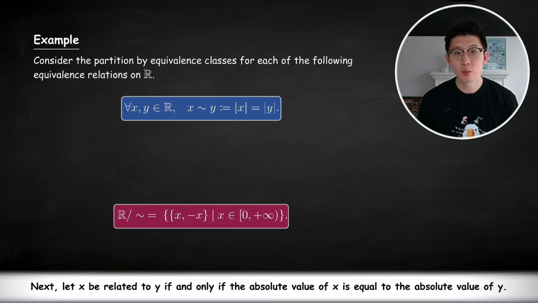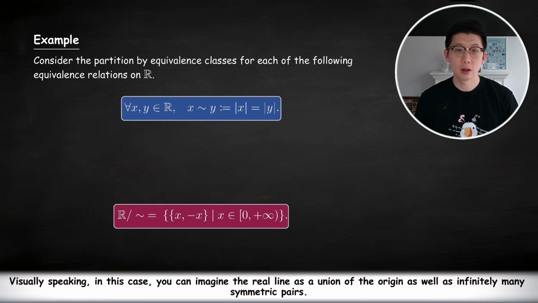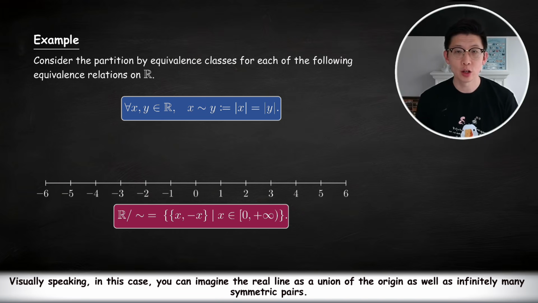Next, let x be related to y if and only if the absolute value of x is equal to the absolute value of y. Under this equivalence relation, each equivalence class is either the singleton set {0} or a pair of real numbers which are negations of each other. Visually speaking, in this case, you can imagine the real line as a union of the origin as well as infinitely many symmetric pairs.